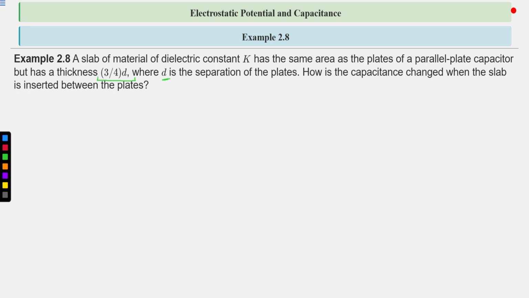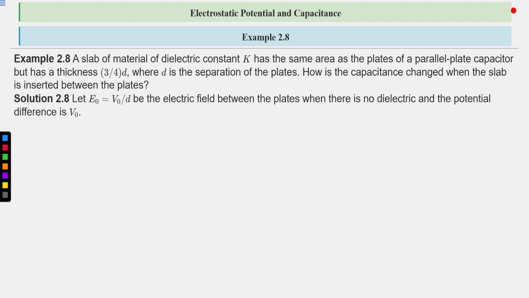How is the capacitance changed when the slab is inserted between the plates? We know that the capacitance will increase if there is a dielectric between the plates. But how much? We cannot apply C equal to K C naught here, because that result is for complete insertion of the dielectric between the plates. It is not completely inserted. It is 3/4 of the separation. Its thickness is less than the separation.